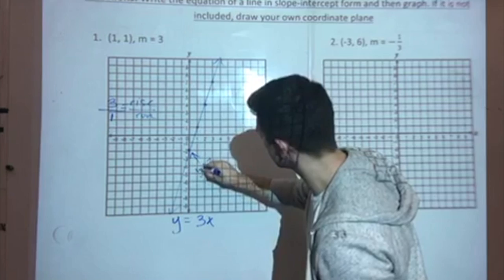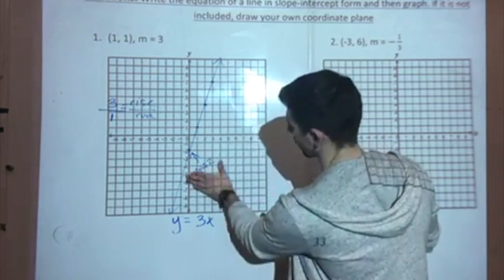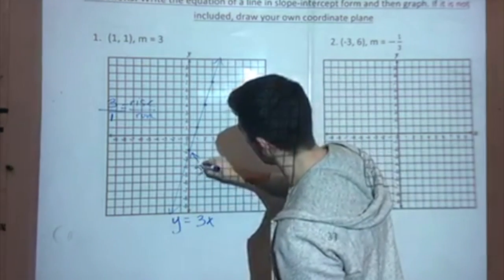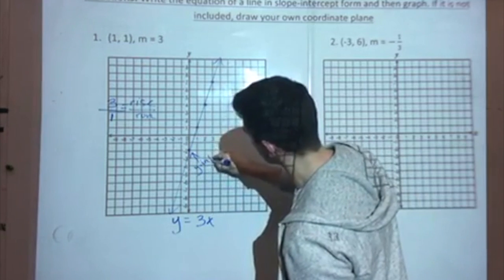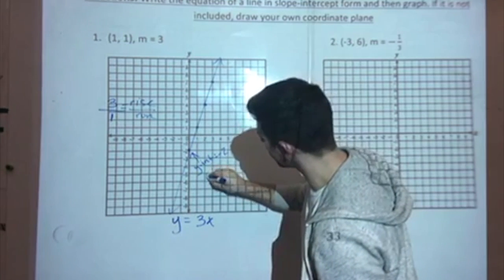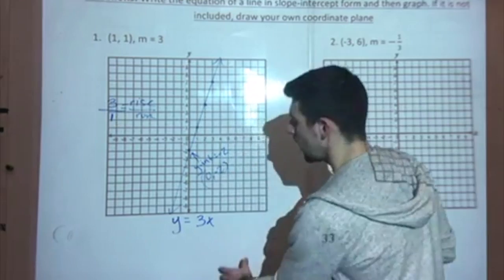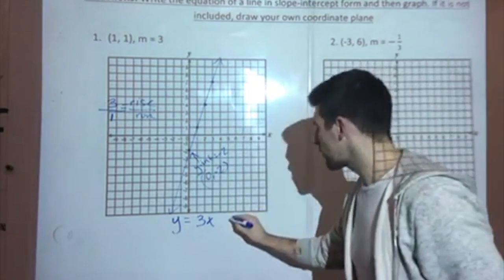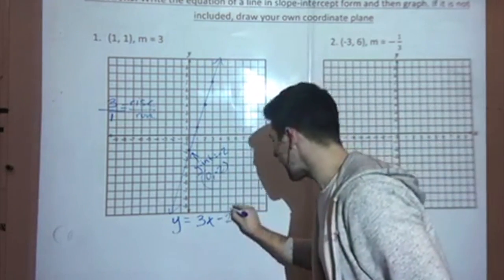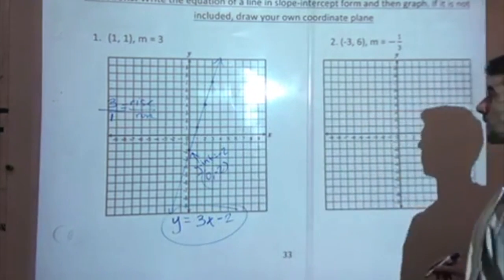So y-intercept, I'm going to erase that and try that again. So y-intercept equals negative 2, which is the point (0, negative 2). So in my equation, I'm putting y equals 3x minus 2. And that's the equation for this line.